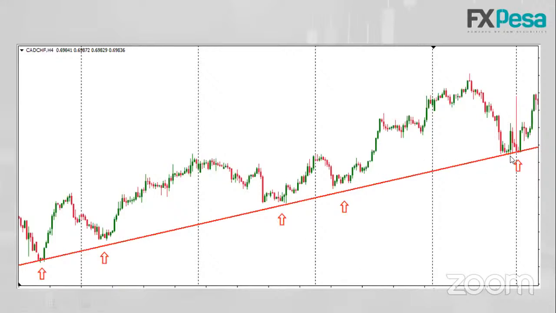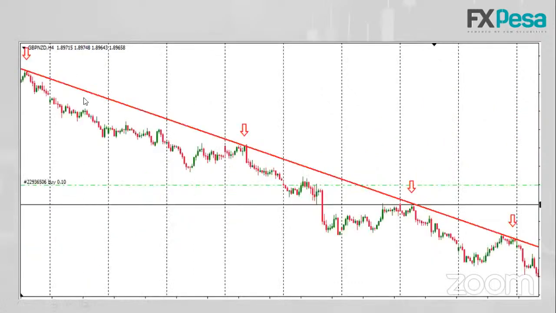Ordinarily, when you have an uptrend, you'd be seeking to buy as price rises off that trend line. As price bounces off that trend line, that would offer you the most optimal entry for a buy.